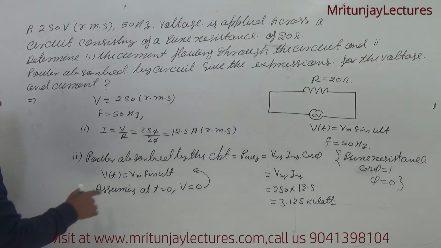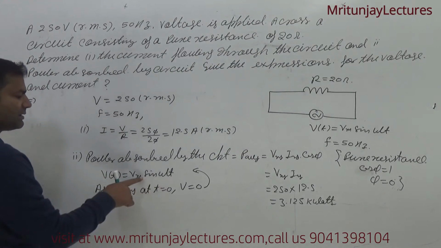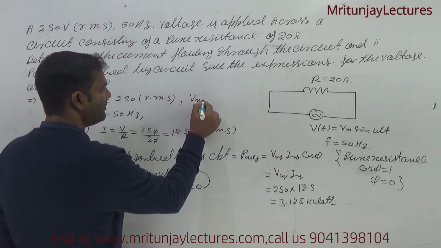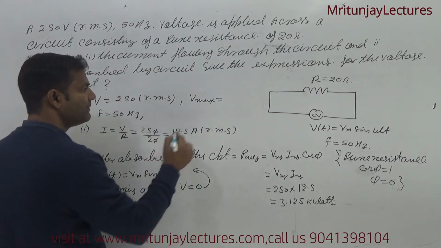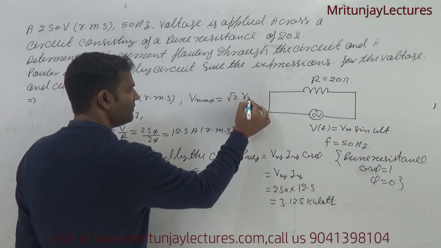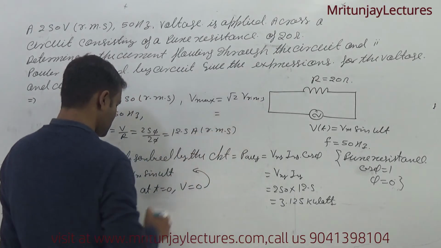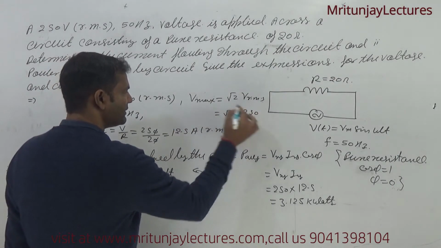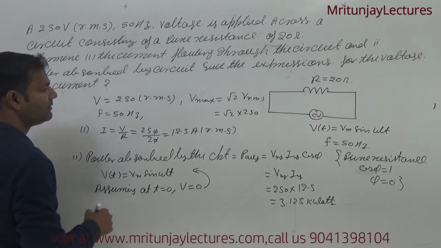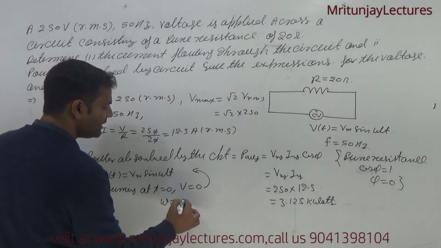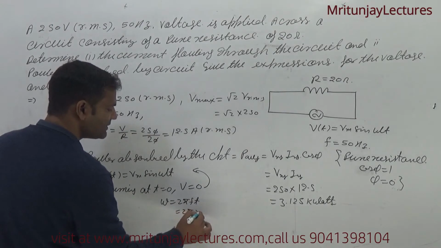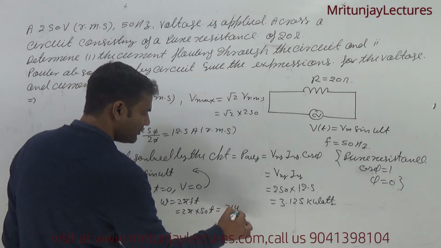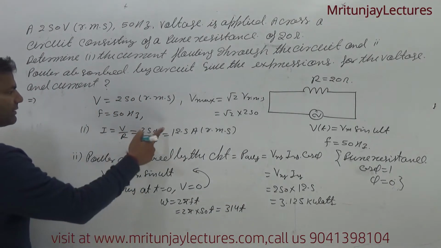Okay, so what about Vm? I know that VRMS is given, so Vmax is equal to root 2 into VRMS, that is root 2 into 250. And omega is equal to 2 pi f, and with f equal to 50 hertz, this is 314. So omega t is 314 t.